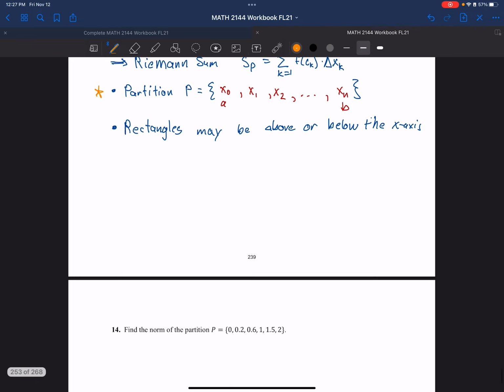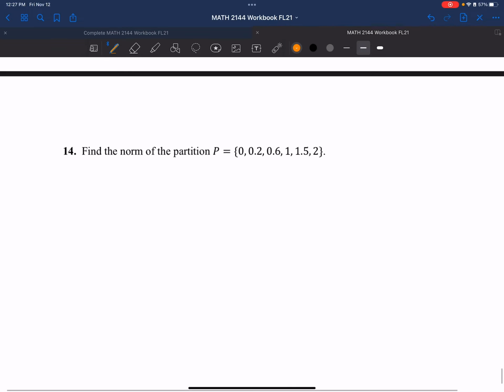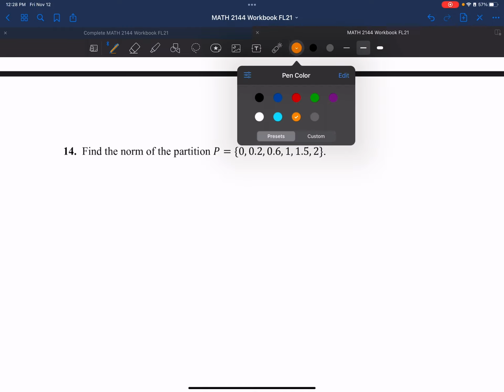So let's go down to the next page. Find the norm of the partition P, which is this right here. So let me go ahead and first define formally what a partition is.